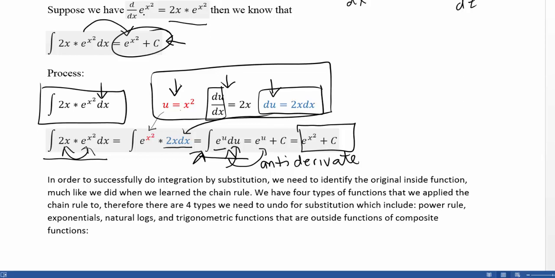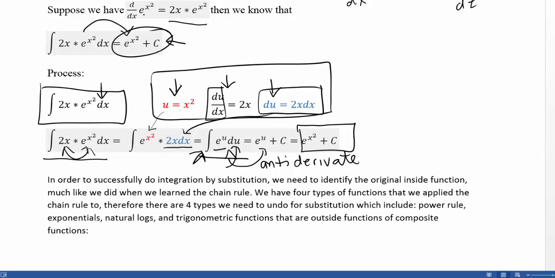So in order to do this, what we were doing is we were finding the original inside function. And that can be tricky because we don't even know what the original composite function was. We know the derivative of the original composite function. So we have to take a look at it and do our best to try to figure out what the original inside function was, and that's your u.